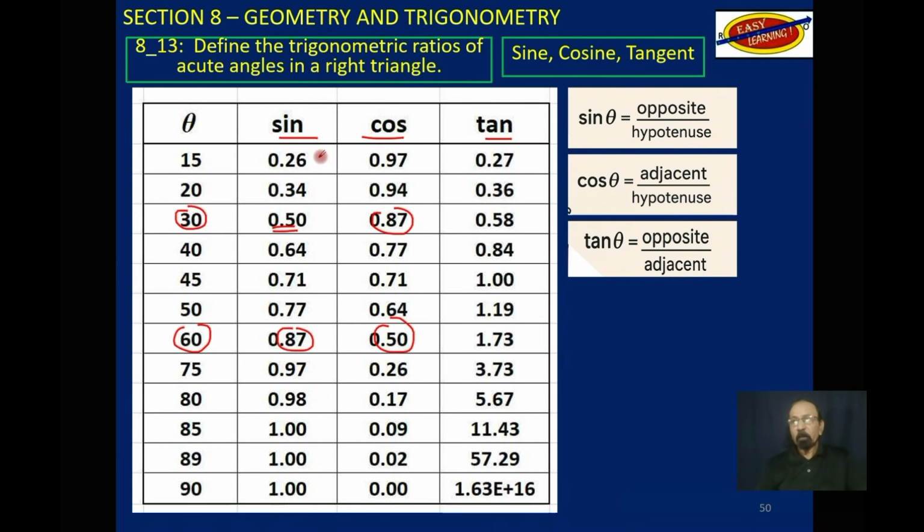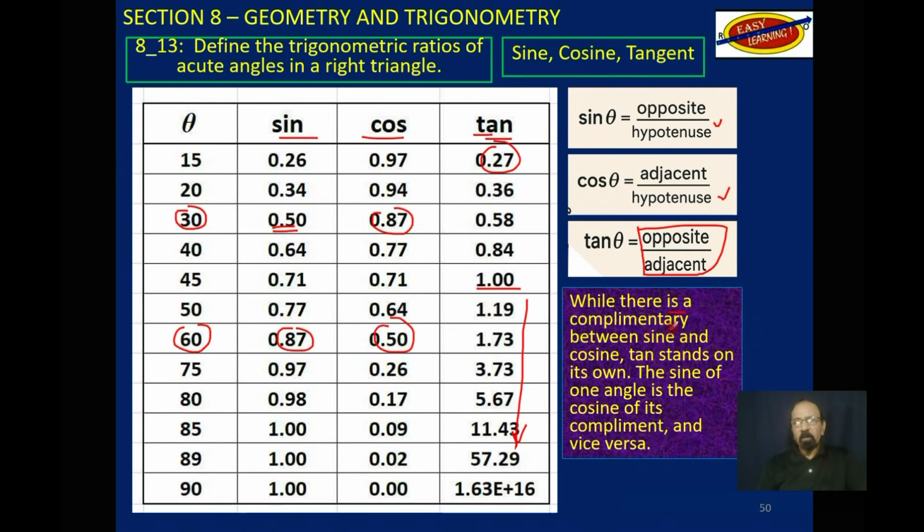See, those two were using hypotenuse. Sine is using hypotenuse, cosine is using hypotenuse. Tangent is not using hypotenuse, it's using opposite to adjacent. So we can begin from very small here, go up to 1, pass 1, and go up to infinity. While there is a complementary relationship between sine and cosine, tan stands on its own. The sine of one angle is the cosine of its complement, and vice versa, as I just explained.